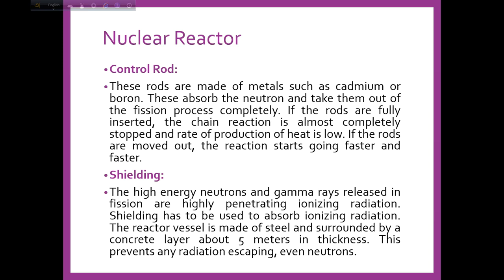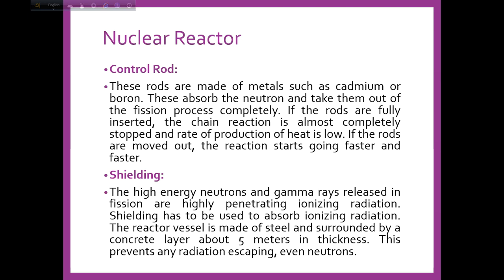Control rods are made of metals such as cadmium or boron, and these absorb the neutrons and take them out of the fission process completely. If the rods are fully inserted, the chain reaction is almost completely stopped and the rate of production of heat is low. If the rods are moved out, the reaction starts going faster and faster. So control rods have a very important function as well.